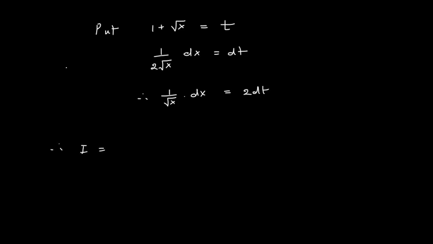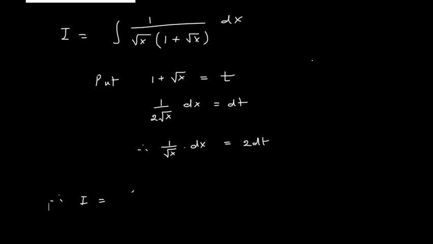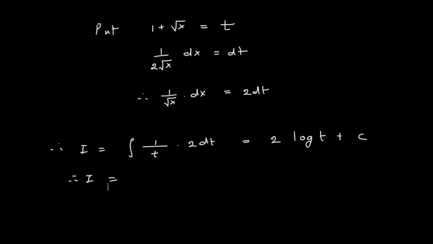So therefore your I, the integration of 1 upon root x dx, will become 2 dt, and here it is 1 upon 1 plus root x, which we have said is t. So 1 upon t into 2 into dt. So 2 we will take out, and the integral of 1 upon t is log t plus c. So therefore your integration I is 2 into log t, which is 2 into log of 1 plus root x plus c.